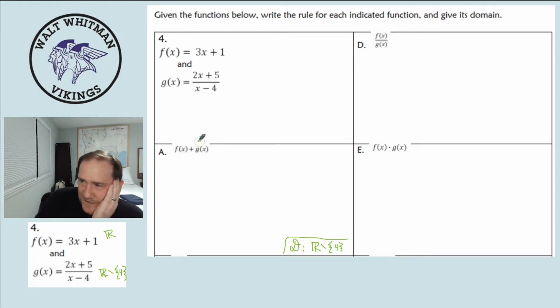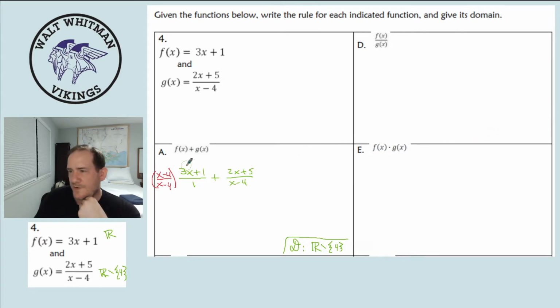Now, as far as the algebra, as far as simplifying everything, you're going to get the 3x plus 1. May as well put it over 1 now, because you know you're adding to it a fraction. And you know you're going to need that common denominator. So we've got our little 1 as a placeholder. Needs to get multiplied by x minus 4. The numerator needs to get multiplied by x minus 4 also. And technically, the numerator should be in parentheses so that we remember to FOIL everything out nicely. So let's see what this turns into.